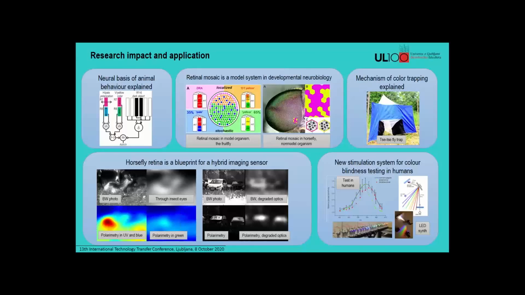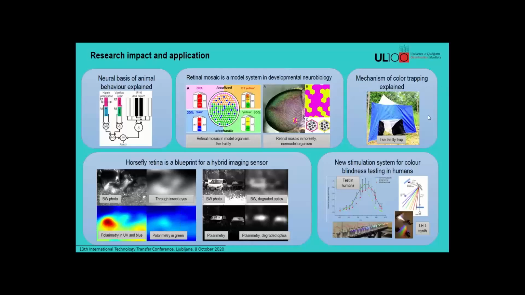So the findings have implications for developmental neurobiology in general. We also explained the mechanism of color trapping. We know that horseflies are extremely attracted to blue, which does not reflect UV. And an equal situation is found in traps used for tsetse flies, which are much more dangerous than horseflies. And we know how to optimize those traps and make super traps.